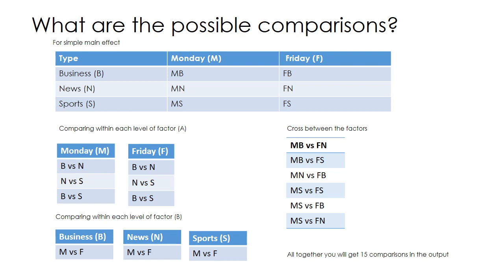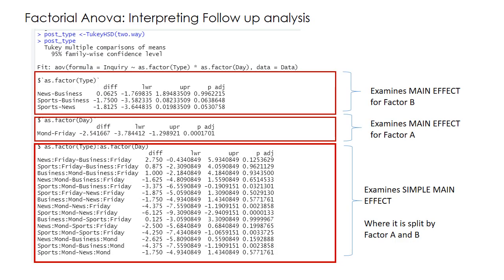So altogether you will be able to get 15 different possible comparisons that you are able to identify, or you can play with, or make comparisons with. So this is how the result will show up from RStudio.